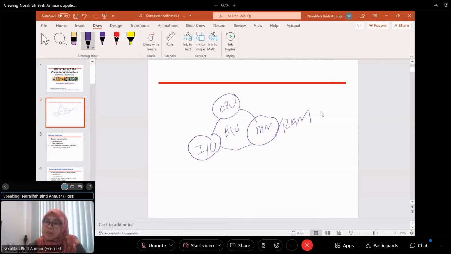And also you have 4 main functions. Apa main function dia? Data processing, data movement, data storage and control. When you have these 4 and these components, then you have a computer. Without any of these components, you cannot call it a computer. Tak boleh. No matter how smart the device is, they must have these components. This is based on the von Neumann architecture, right? So far we have covered all these 4 main components.